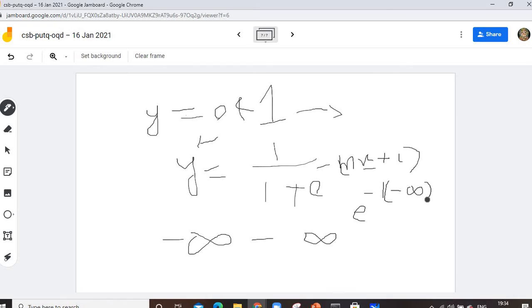Sorry, e to the power plus infinity. It now becomes plus infinity. E to the power positive infinity is infinity. This is just mathematical.